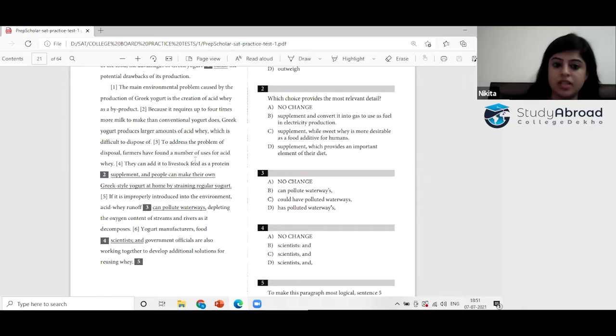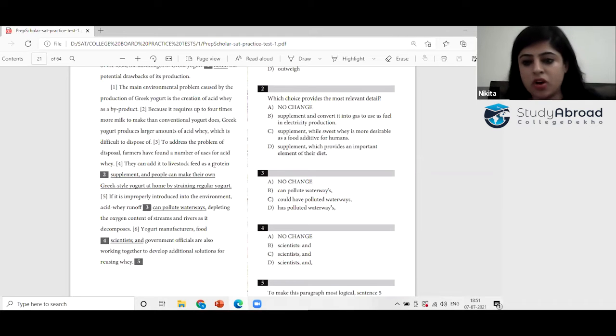The first use is given. It's plural, number of uses, which means we are expecting more than one. The first one is they can add it to livestock feed as a protein supplement. That means essentially whatever language we are going to choose over here has to be a use for acid whey. Let us assess all the information given on the basis of whether it's a use or not.